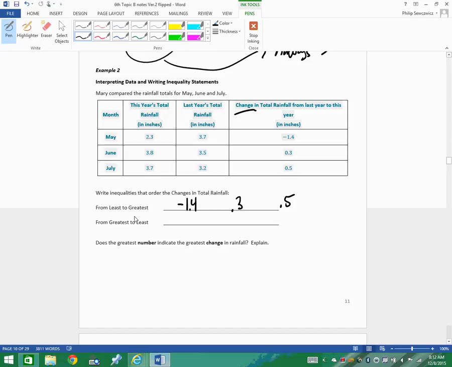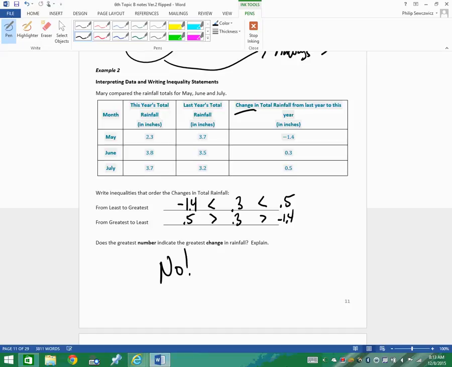Now, because we went from least to greatest, I know right away I can just put my less than symbols in. I can look at these two and say this number is less than 3/10, and this number is less than 5/10. But if I know my pattern, there's my 5/10, my 3/10, my negative 1 and 4/10, and I have greatest to least, so I always know we're going to have a greater than symbol.